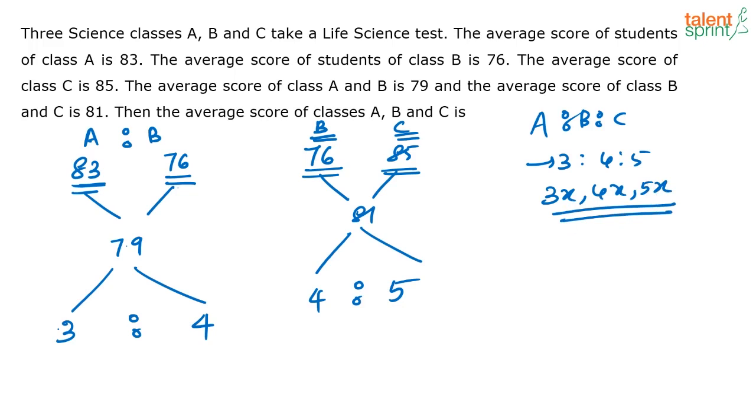Okay, now you have to find out the average of the entire class A, B and C now. So how do you find out the average? See, I know average of class A is 83. How many students are there? 3x students. 83 into 3x, correct?